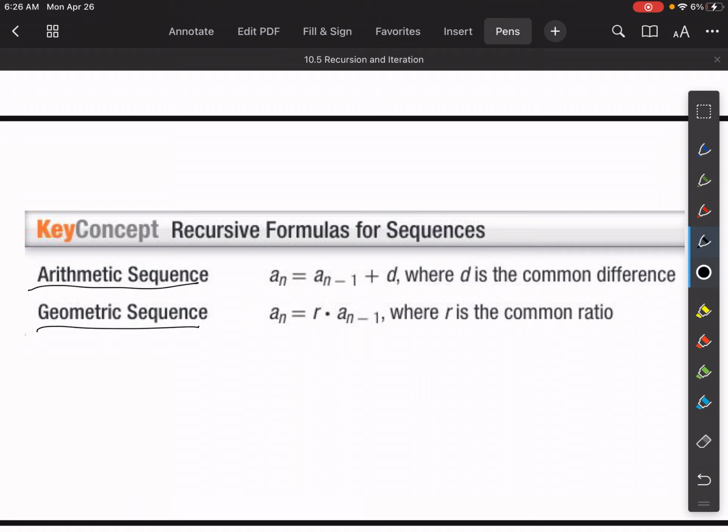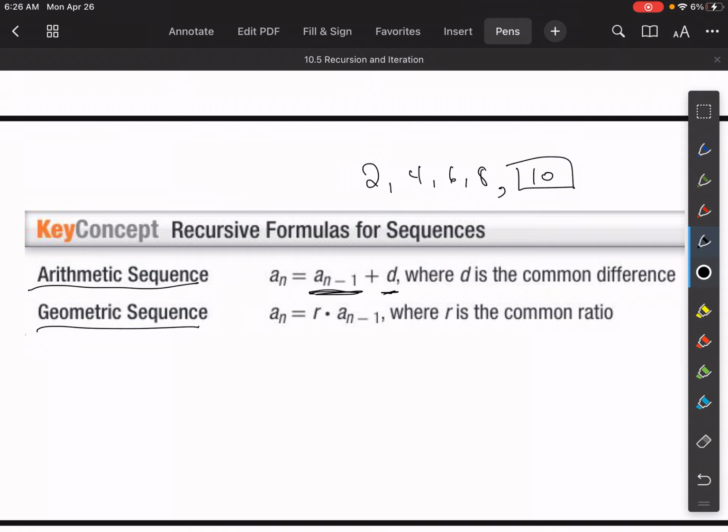So for the arithmetic sequence, we're always just taking the previous term and adding the common difference. In other words, if I had 2, 4, 6, 8, the common difference here is 2, right? So I could take 2, add it to the previous term, and if I did that, in this case, I would get a 10 for my next term.